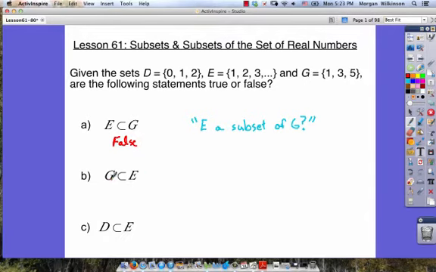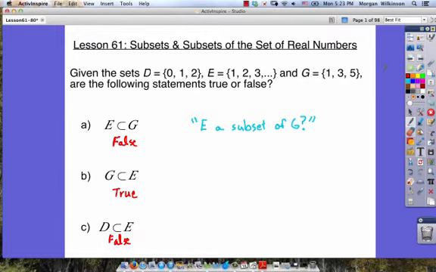Now our next one: is G a subset of E? E is 1, 2, 3, 4, 5, 6, 7, and G is only 1, 3, and 5, but everything in G happens within E, so G is a subset of E. So this must be true. Then we have D. Is D a subset of E? Well, D is 0, 1, and 2, and E is 1, 2, 3, 4, and 5. Does everything in D happen in E? No, it doesn't, because E does not contain the 0. So D is not a subset of E. We could say that this one is false.